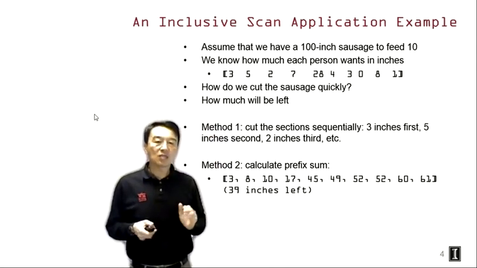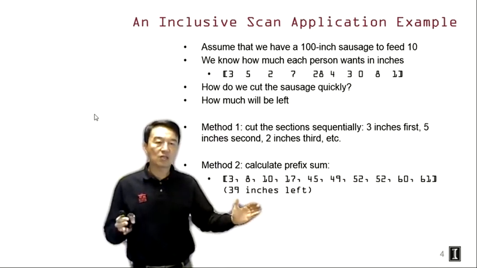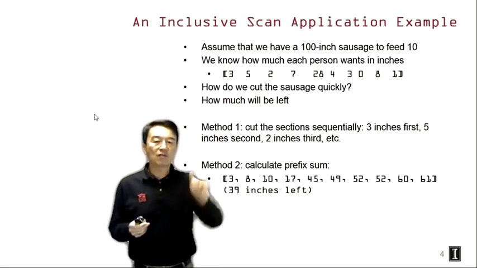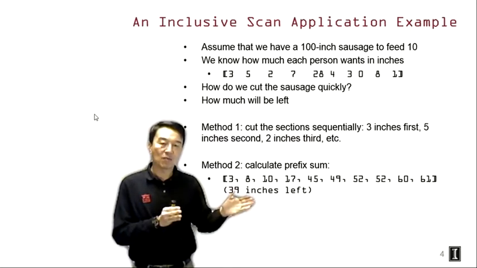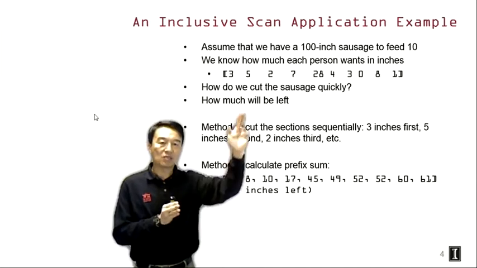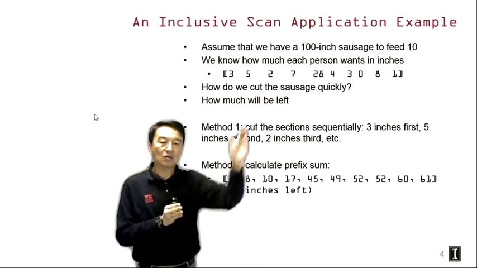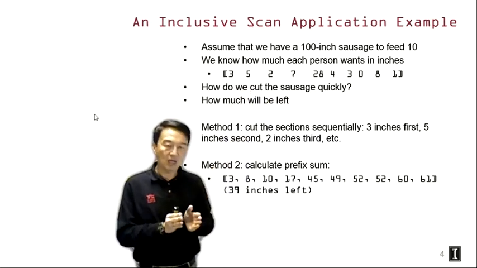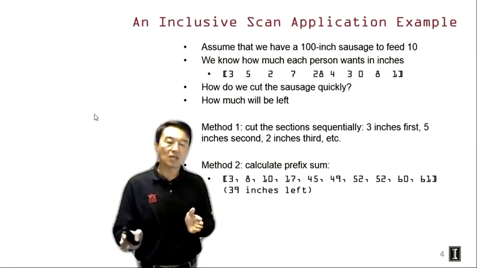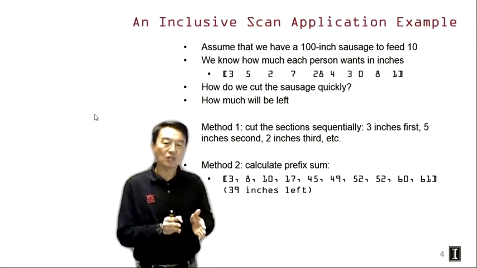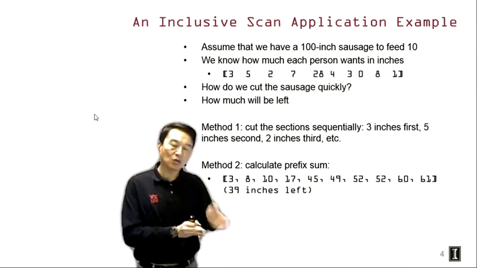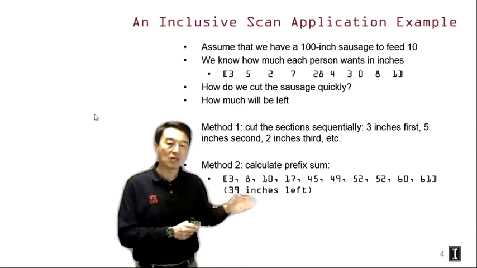We can easily just take the sausage, starting with the 100-inch sausage, and take the order from the first student, 3 inches. We measure 3 inches from the beginning and cut. The remaining sausage would serve the remaining 9 students. So we take the second order, 5, and the beginning has already accommodated the first student. We take that remainder section and cut 5 inches, and then we take the remainder section, cut 2 inches, and cut 7 more inches, then 28 inches.